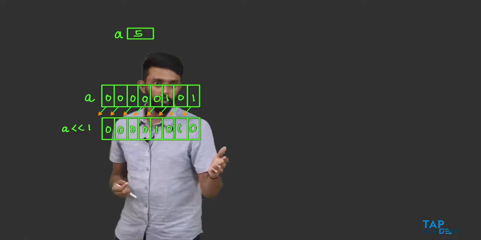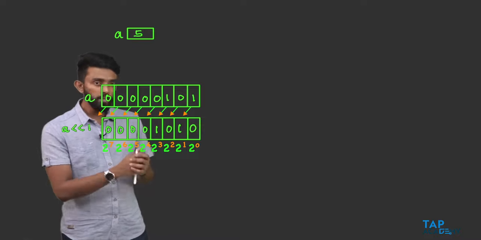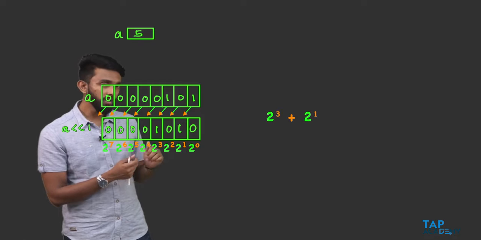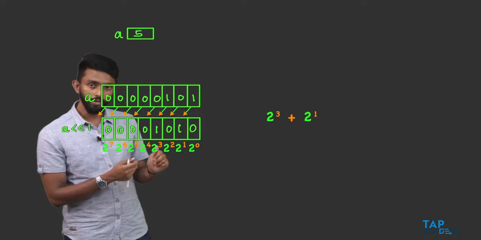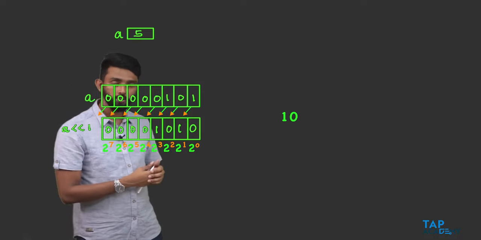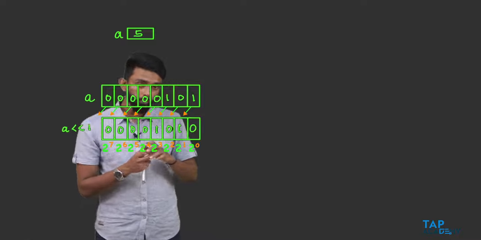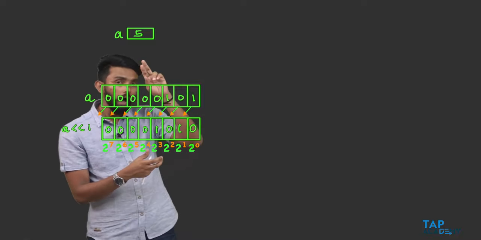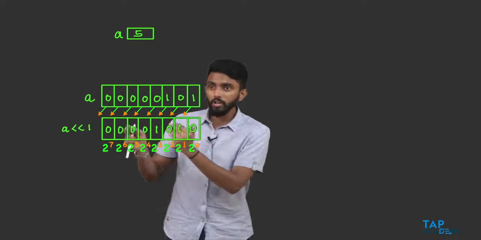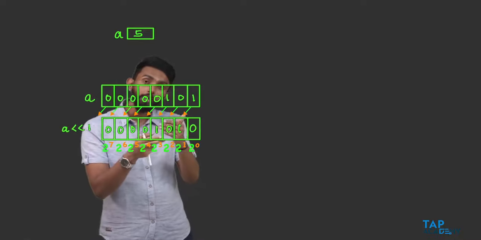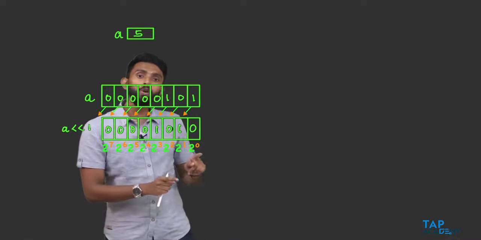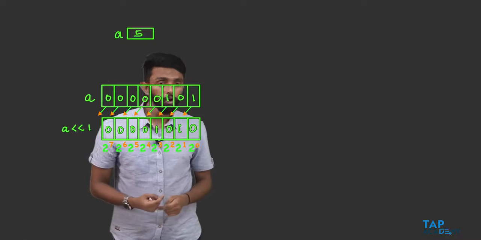Now if I were to convert into decimal, I'm putting all the powers of 2. If I put the powers of 2, you can see it is 2 to the power 1, there is a 1. 2, there is nothing, 3 there is a 1, so 2 to the power 3 is 8, 8 plus 2 is 10, so the decimal equivalent is 10. Would you agree with me? Which means one more way of looking at it is, I now multiplied A with 2, and that is the result of left shifting once. So left shifting once is equivalent to multiplying by 2 once.